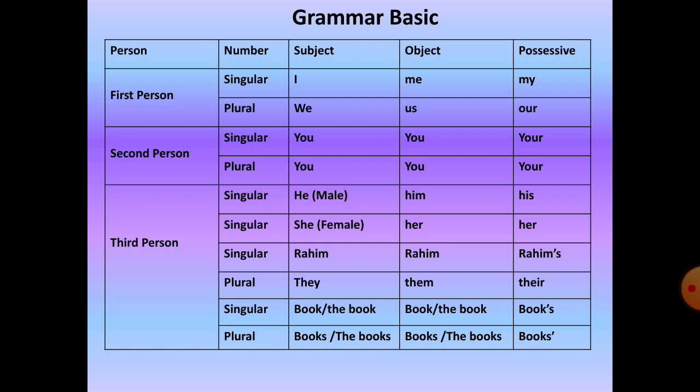Books. Look at the use of the apostrophe. If it's singular, then we have to use the apostrophe before the s. But if it becomes plural, then we have to use the apostrophe after the s. Here is the grammar basics that we need to learn, and we have to remember this: subject form, object form, and possessive form.